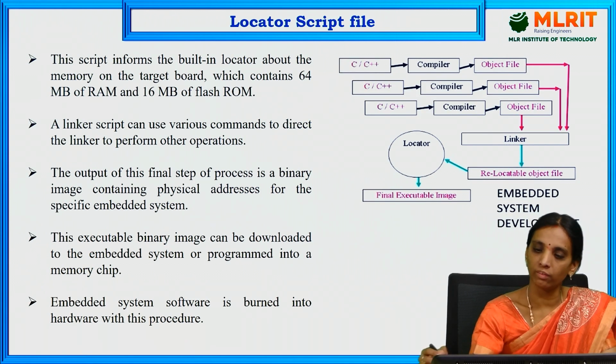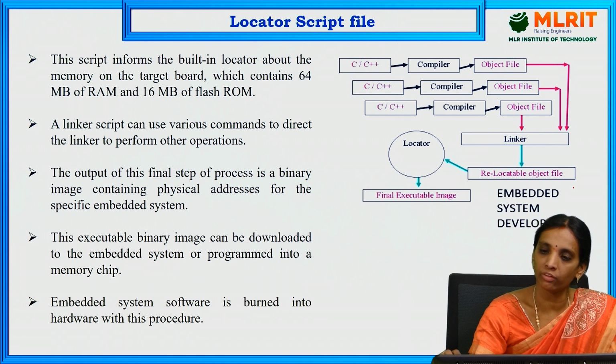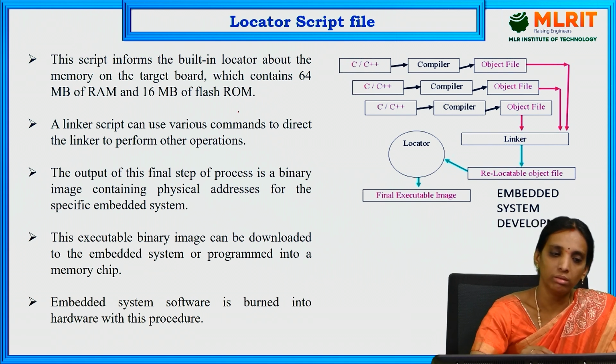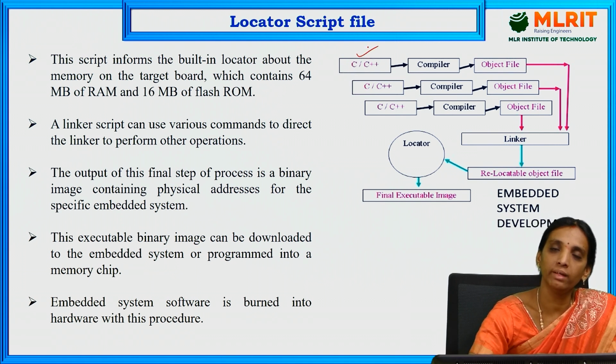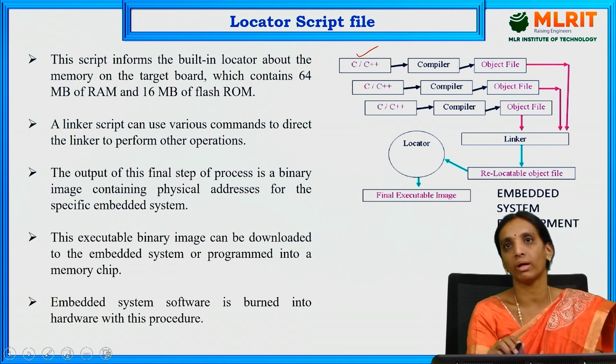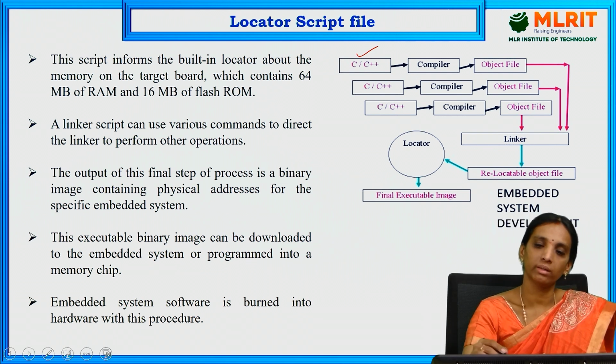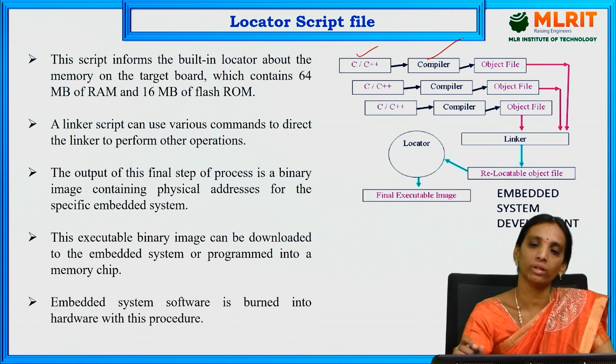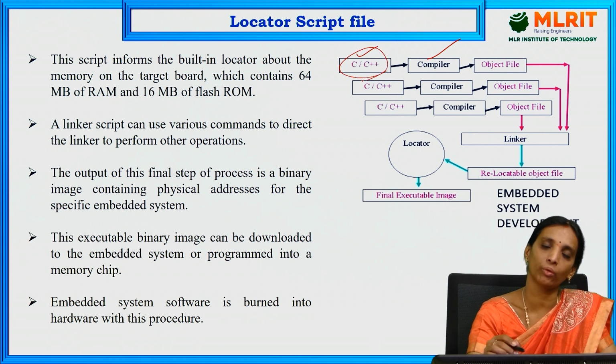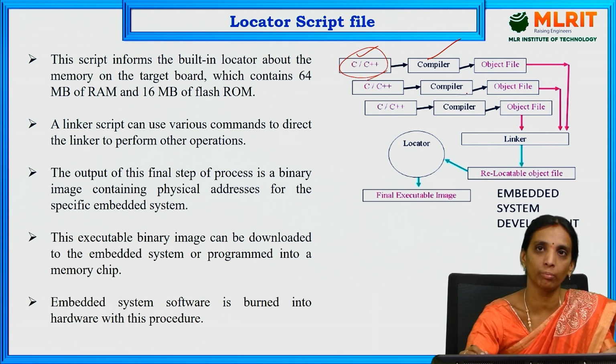Here is the example for embedded system development. First we have to write the C program or assembly program. Next it will be given to the compiler. It converts this high level language program or assembly language program into the machine program. After checking all the errors, it creates an object file.